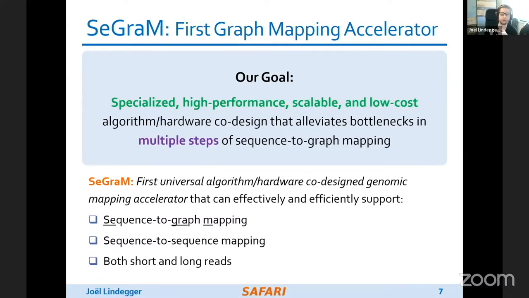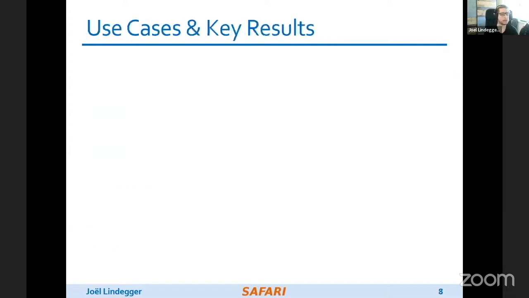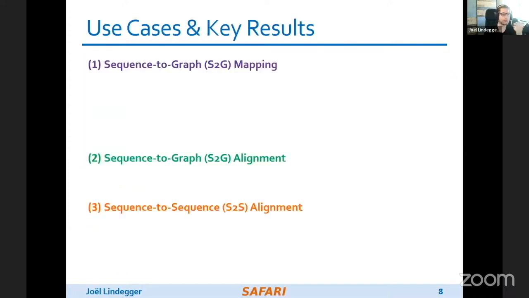It can work for both, let's say, computational problems that we're considering, and it can work for any kind of data set that we're considering. So we have three main use cases for SeGraM. It can be used for sequence to graph mapping, and then it can be used for sequence to graph alignment as well as sequence to sequence mapping.